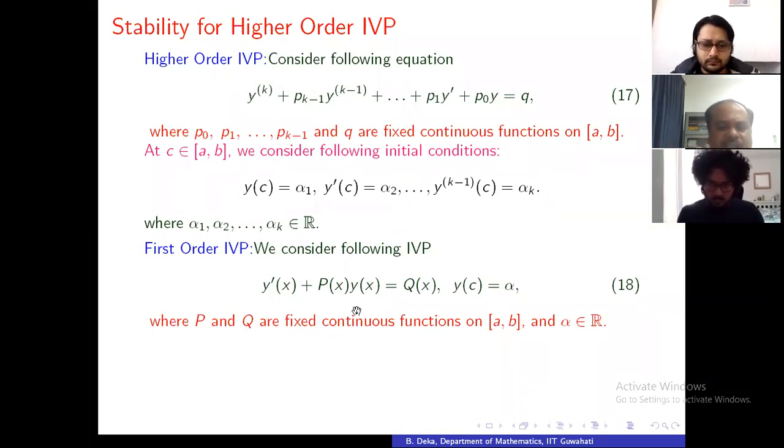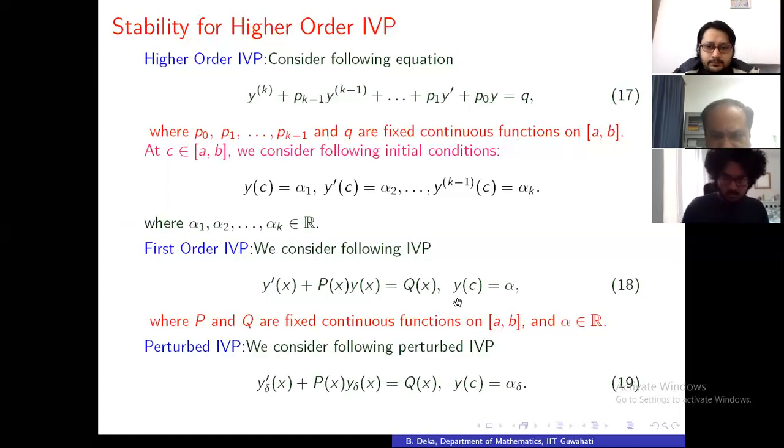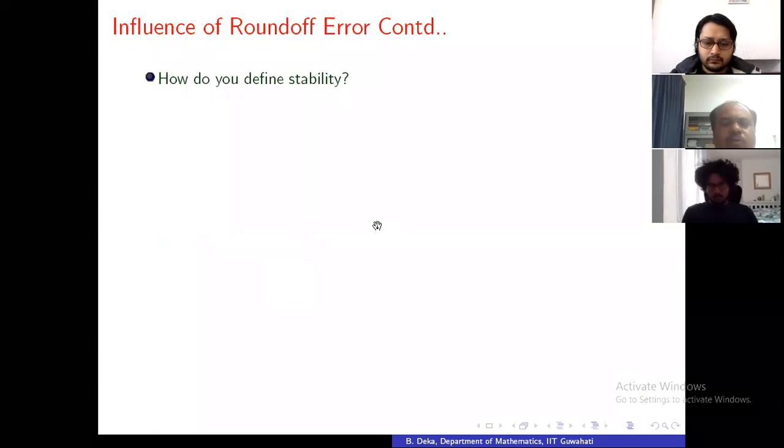To motivate, I'll consider a first order equation, with the condition y(c) = alpha, where p and q are continuous functions and alpha is a real number. Already I said that there will always be the influence of round off error. Due to the influence of round off error, your given data alpha will be perturbed to alpha_delta. Accordingly, you are solving a different initial value problem, whose solution is y_delta. So y is the actual solution, and y_delta is the solution of the perturbed problem due to round off error.